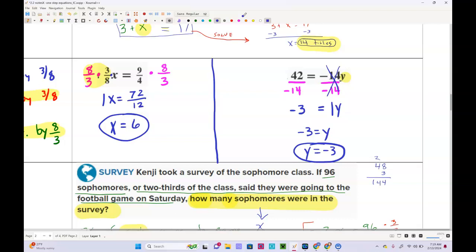So there are your basics of the one-step equations. You're just thinking about how do I do the opposite of the operation that is applied to my variable, and you can get your answer there.